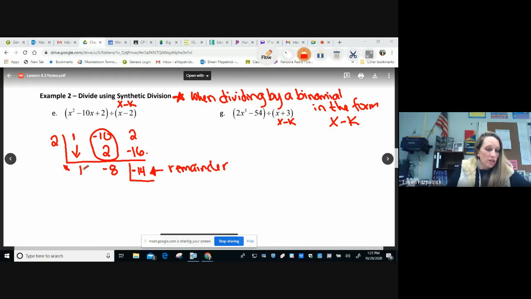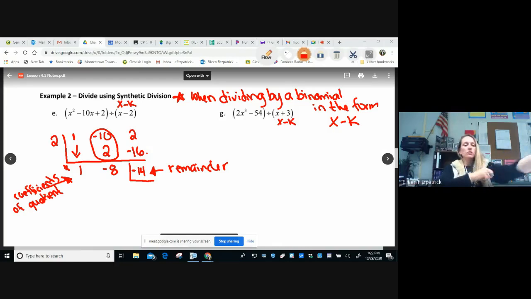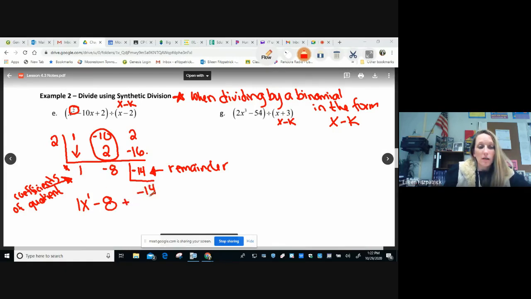And these are the coefficients of your quotient. So these numbers right here, those are the coefficients of the quotient. And your quotient is always going to be 1 degree less than your dividend. So the dividend had a degree of 2, so your answer has a degree 1 less. So it's just going to be a 1x, right? 1x to the first minus 8. I get the 1 and the 8 from here. And then it's plus the remainder, which is -14, over the divisor. You divide it by x minus 2.